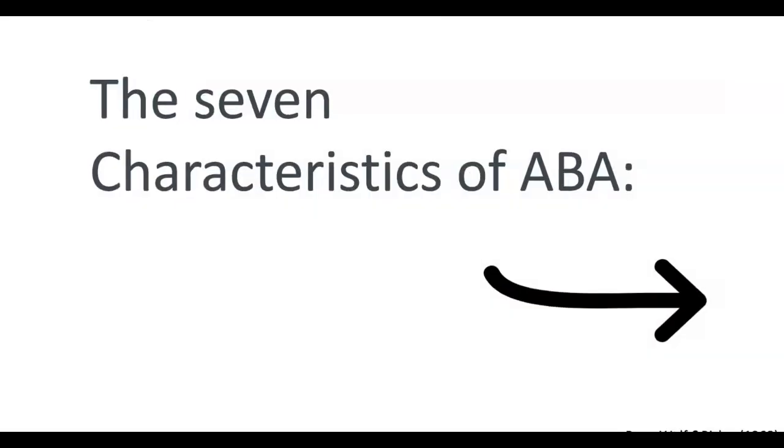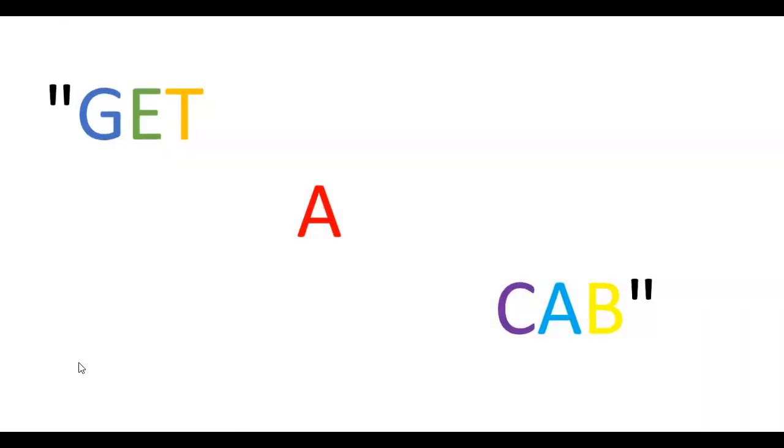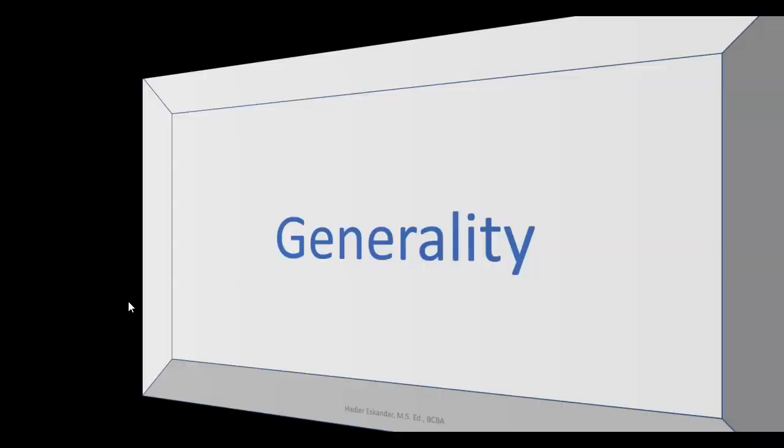Then the chapter talks about the 7 characteristics of applied behavior analysis, and we can remember them by the phrase "get a cap." The first one is generality, and it basically means that the behavior change has to be generalized to different environments and even to different behaviors, not just to the place where it was initially taught. So it becomes part of the person's repertoire as a new behavior, able to be used in different ways and in different places.